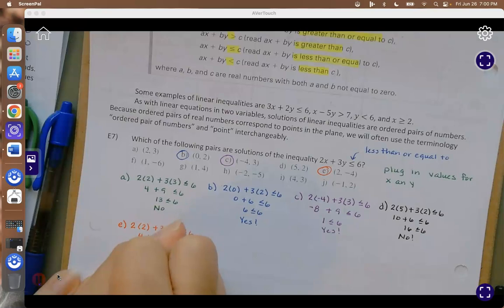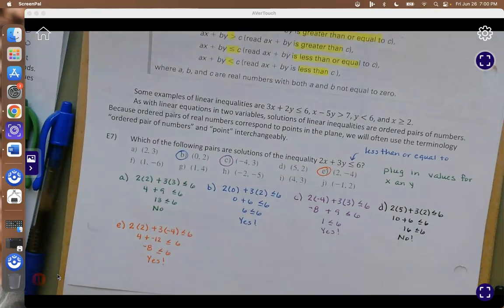Okay, so I want you to pause this and go ahead and plug these in and see which ones on the bottom row work. And then unpause it and we'll come back together.